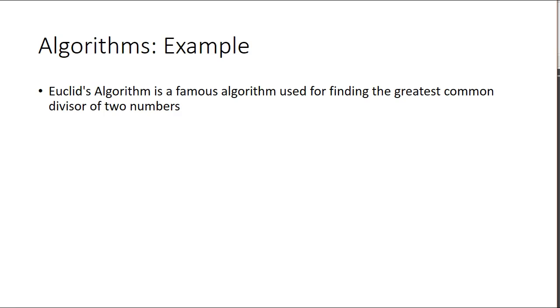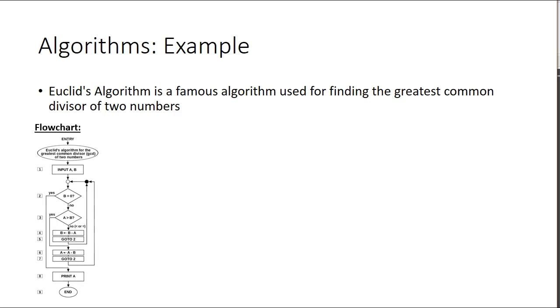Euclid's algorithm is a famous algorithm used for finding the greatest common divisor of two numbers. Now, I'm not going to go through all of this in great detail because this is not about me teaching you Euclid's algorithm. But what I'm trying to stress is that there's lots of ways to look at an algorithm. We might look at it as a flowchart. So if we follow this flowchart, we pick a number A and B, and then we follow the logic here, we're always going to end up with the greatest common divisor of two numbers.